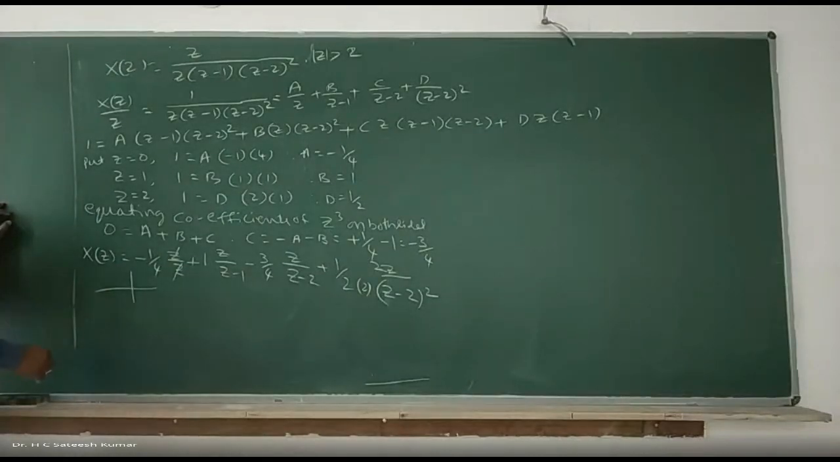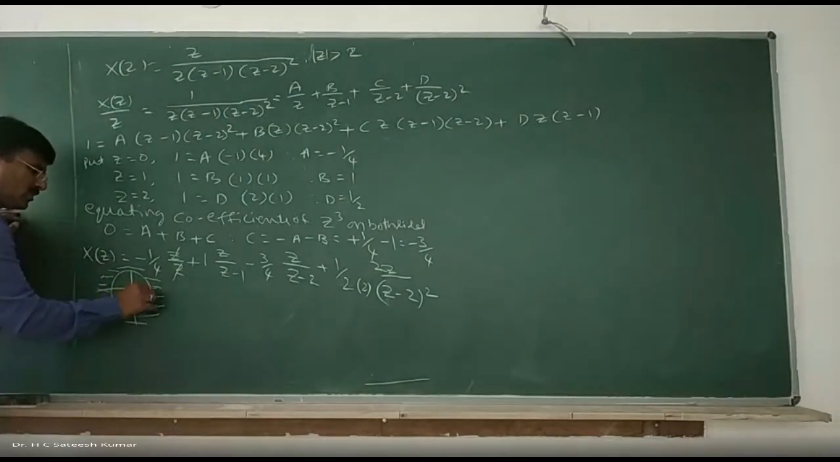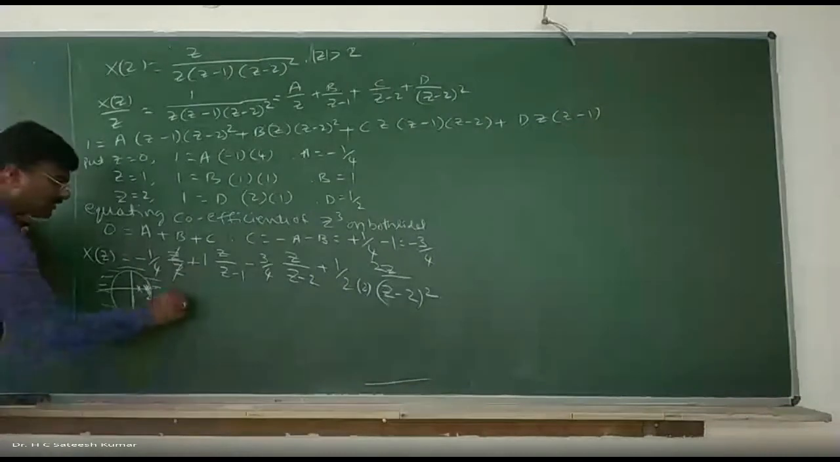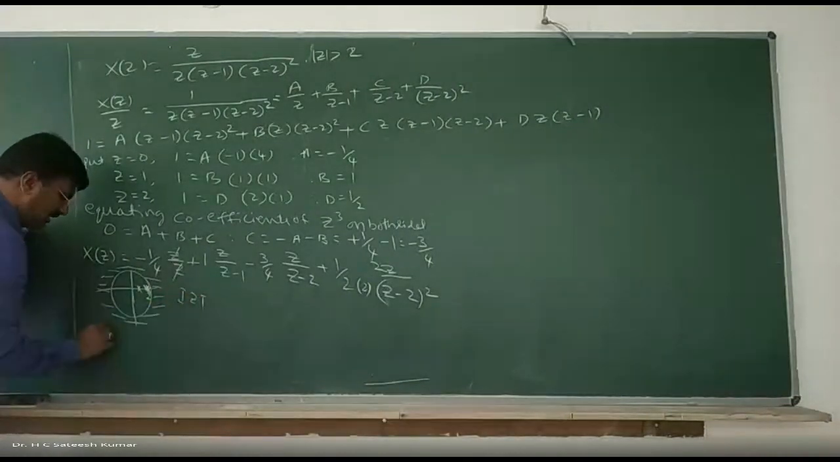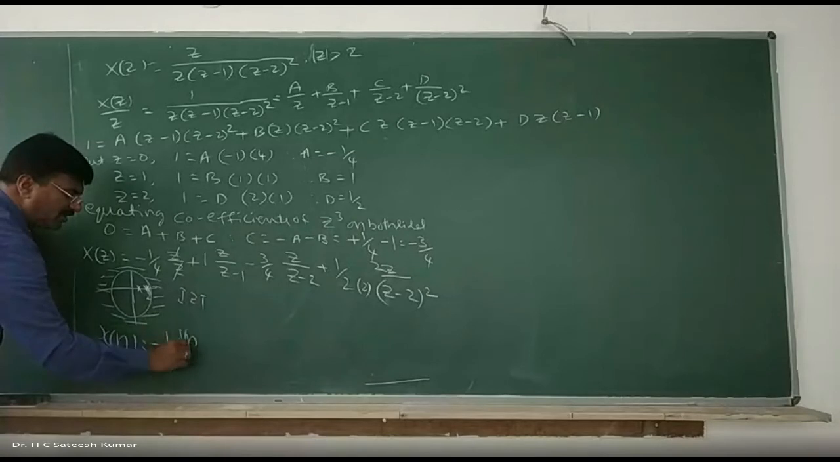What is that we have? Mod Z greater than 2. Okay, where are the poles? One pole is at 1 and 2 poles are at minus 2 or plus 2. So therefore, now you take the inverse transformation. X of n is equal to right-handed sequence, minus 1 by 4 constant into delta of n, you get it.